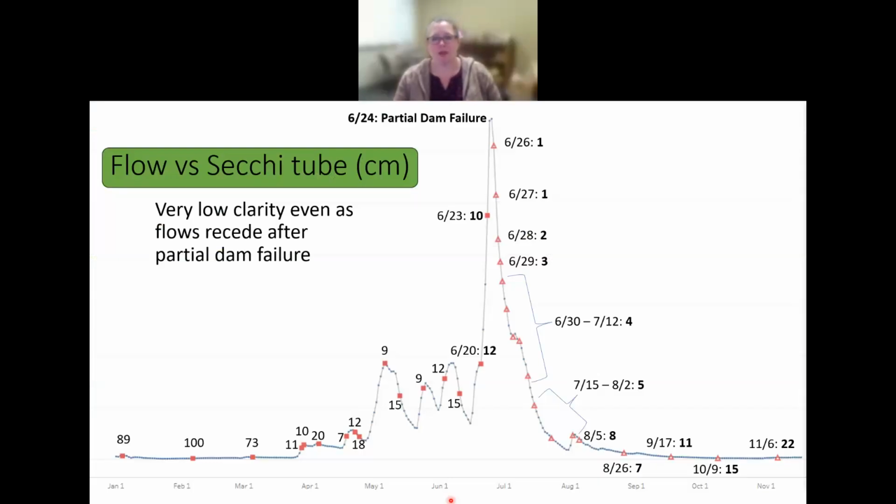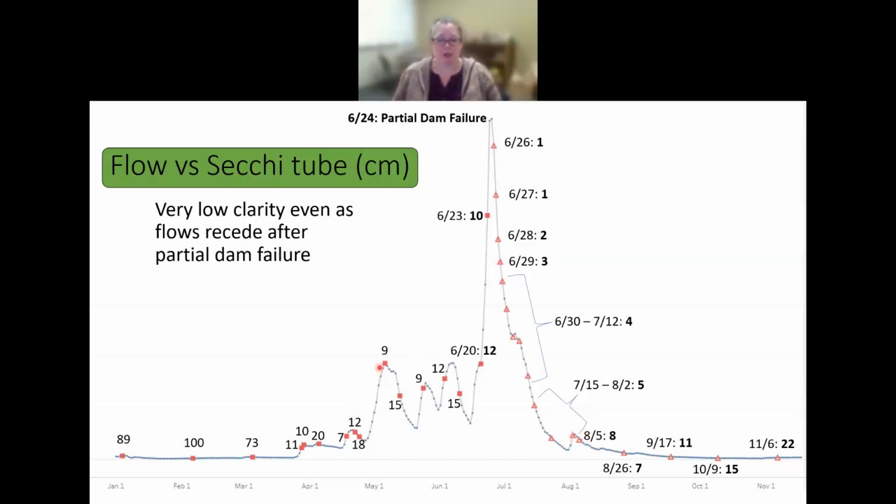For those of you that are stream monitors, these should be pretty familiar numbers to you. These are Secchi tube measurements. What was really interesting about this event is that the material behind the dam was very fine, and the clarity was basically zero. When I went out on the 26th to collect the samples, it was just barely 1. It stayed that way for a little bit. It was slowly getting up to 2, 3, 4, 5. And this is well over a month after this happened.